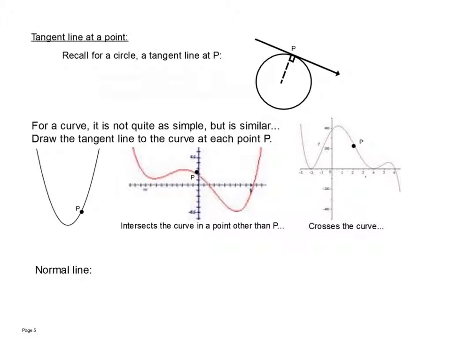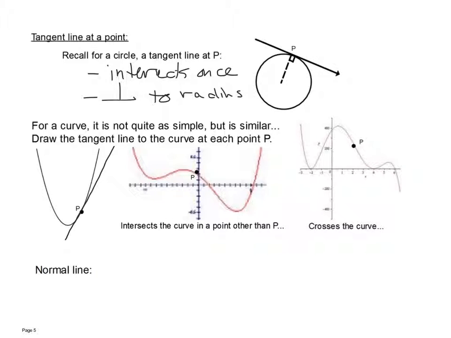In a circle, a tangent line intersects once, and it's perpendicular to the radius at the point of tangency. On a curve, it's not exactly the same, but it is going to hit the curve in exactly one point, like here, or right here.